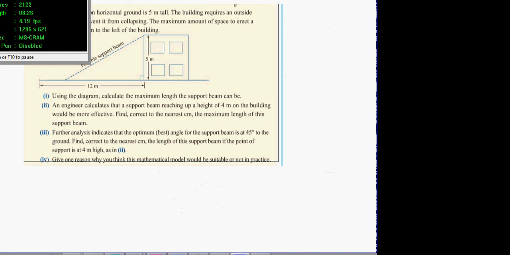Okay guys, this question here. A vertical building on horizontal ground is 5 meters tall. The building requires an outside support beam to prevent it from collapsing. The maximum amount of space to erect the support beam is 12 meters to the left of the building. So look guys, this is the support beam here, okay? Using the diagram, calculate the maximum length the support beam can be.